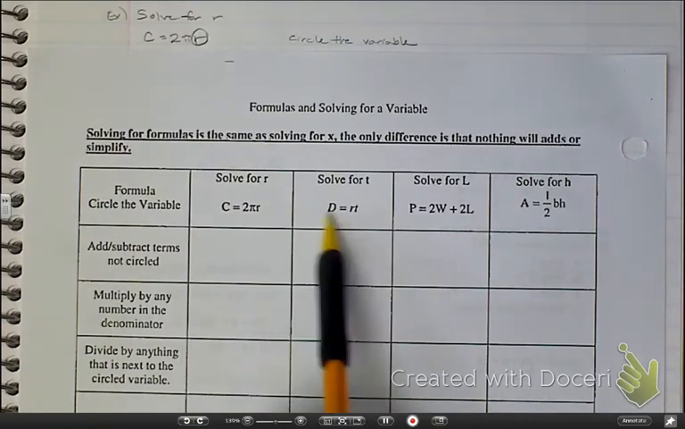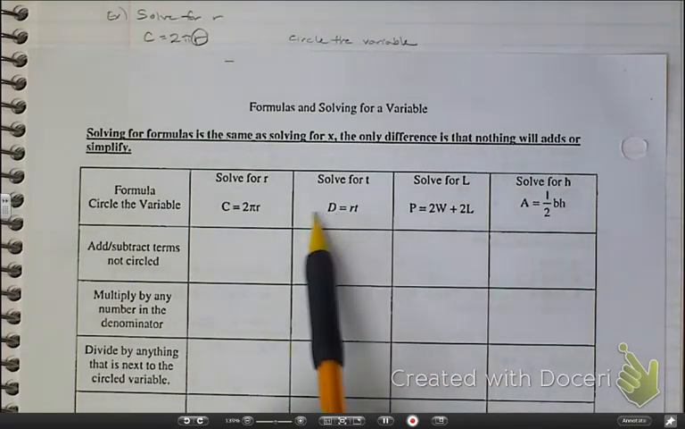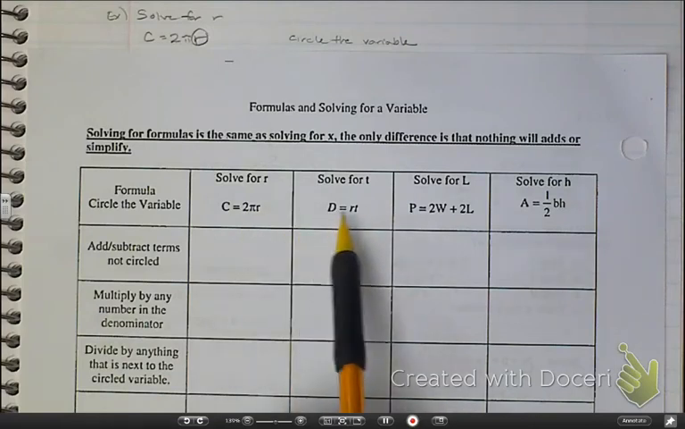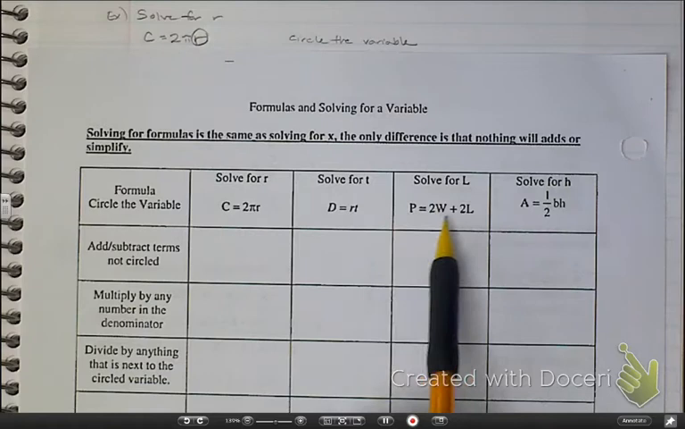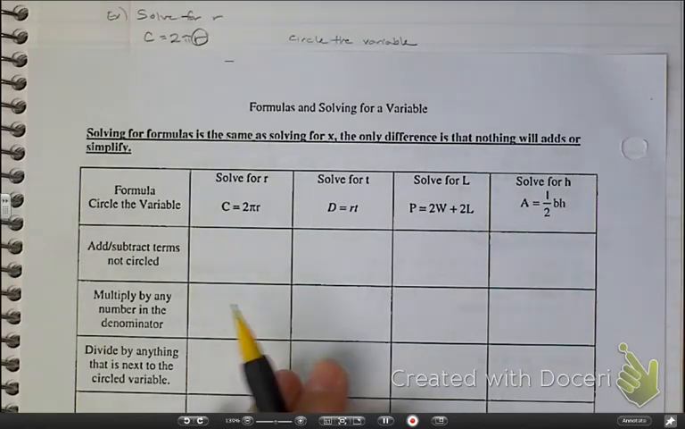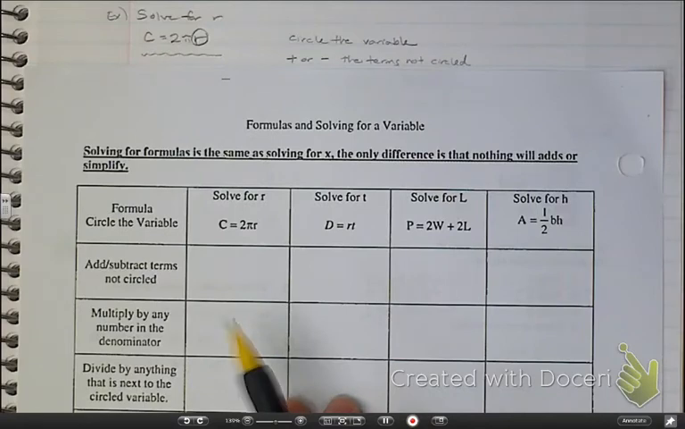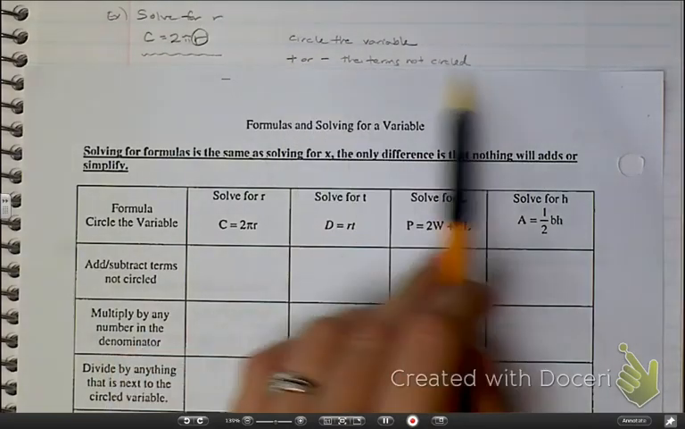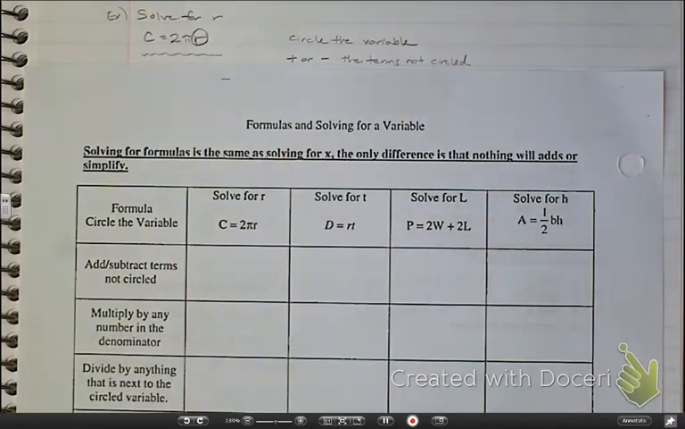Which of these would have more than one term? Can you try to figure out which has more than one term? If you said this one, you'd be correct because here I see a plus sign. So these are 2 separate terms. So in this first step, you would be able to go ahead and add or subtract the terms not circled. So I just wrote the directions over here, add or subtract the terms not circled, but I crossed it out because there are no other terms not circled. So there's nothing to add or subtract.